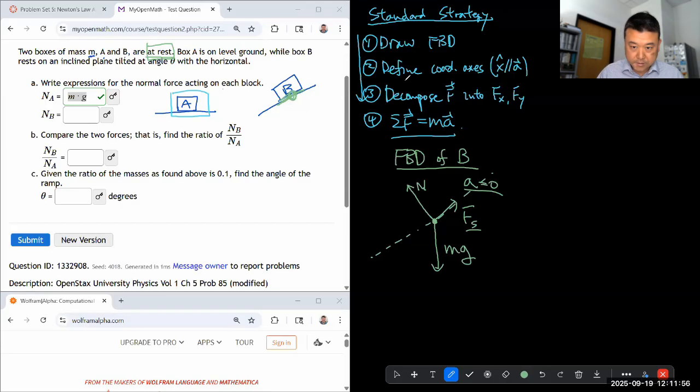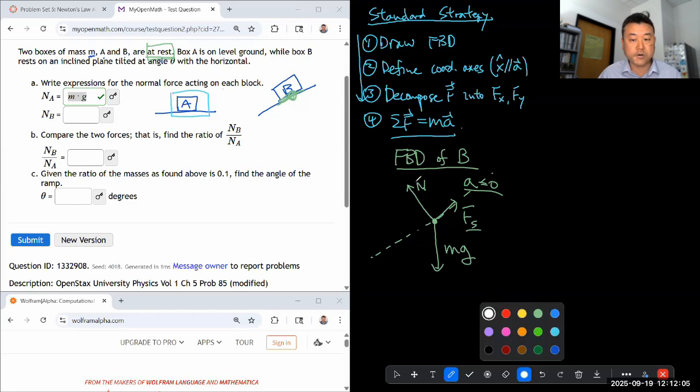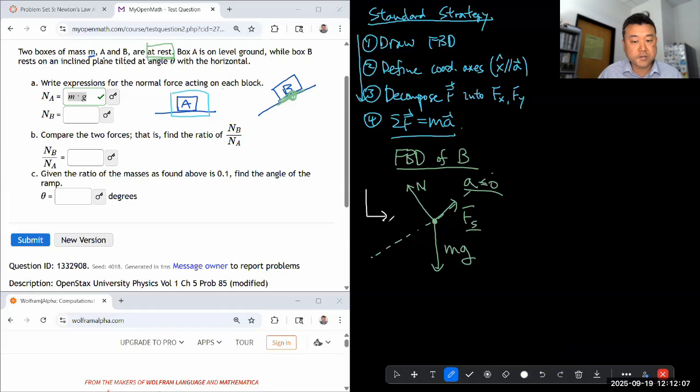Having drawn all the forces, my complete free body diagram, now I define my coordinate axis. With the zero acceleration, I do gain a fair deal of freedom because my acceleration has no direction. I could just define my axis this way. Nothing stops me from doing that. But I would say you should use that freedom to kind of simplify your setup.